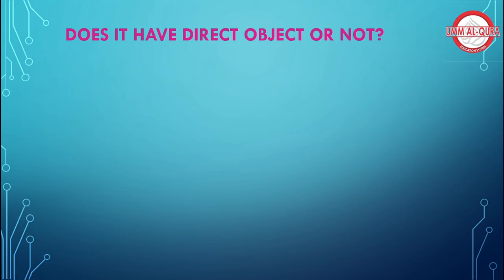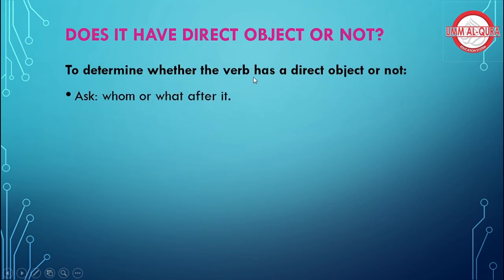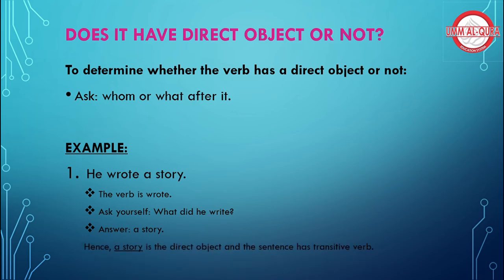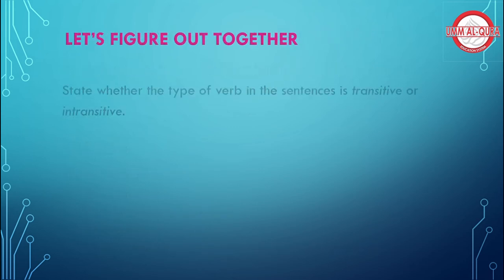Now, how do we figure out whether the object is direct or not? To determine whether the verb has a direct object or not, ask whom or what after it. Means you have to ask yourself a question. I'm going to explain it through an example. Consider the sentence: He wrote a story. The verb here is wrote. Okay, the subject is he. Ask yourself, what did he write? Answer: a story. Of course, he is writing a story, which means the story is the direct object and the sentence has a transitive verb.